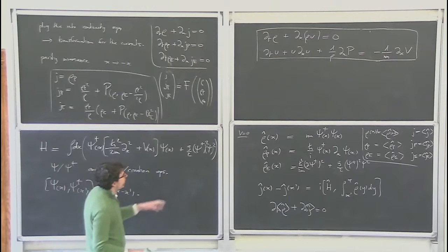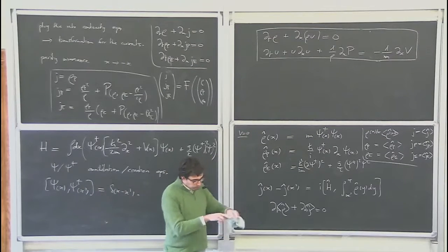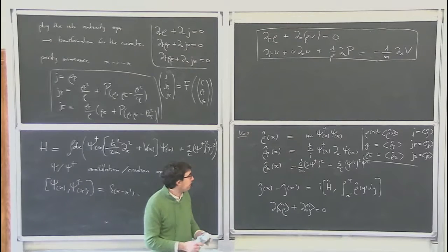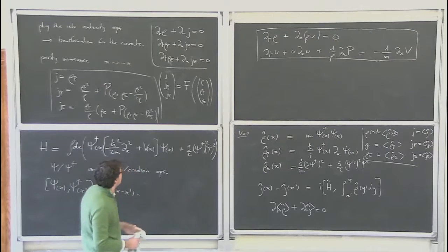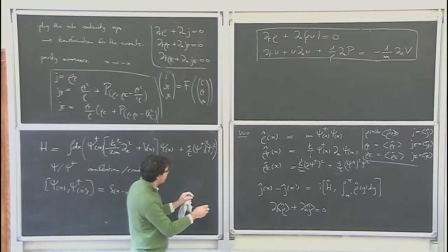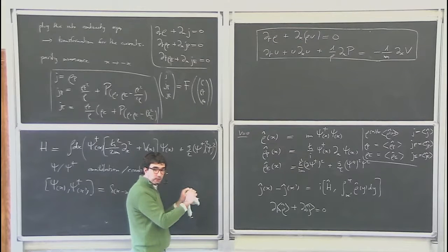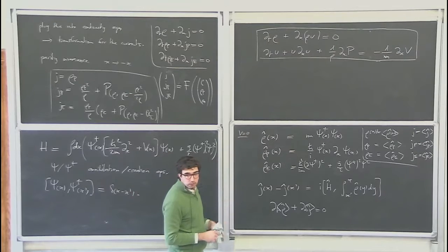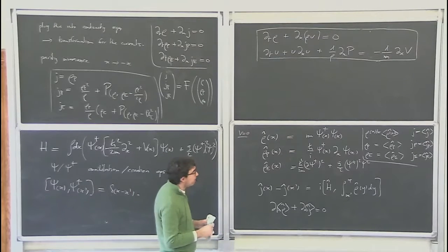So turning off the potential means you look at the homogeneous case. This is what happens under this assumption of separation of scales. If I look at the intermediate scale, then the system looks locally homogeneous, so I can calculate things at v equals zero at that scale.